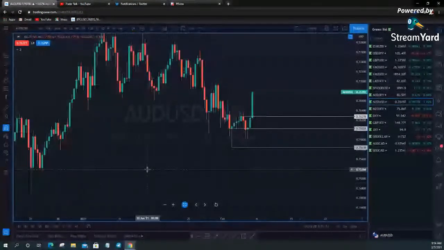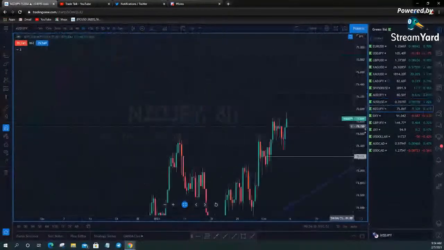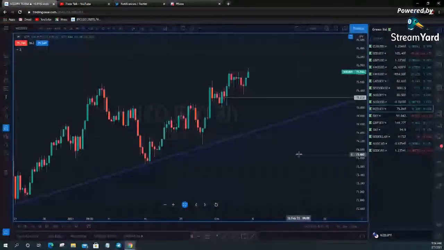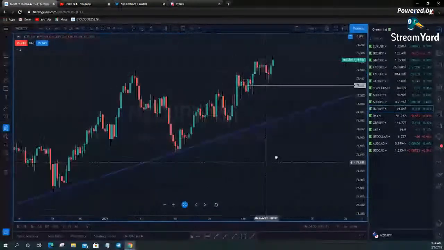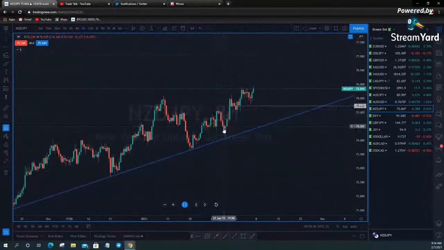Either way. All right. So moving forward, Nzd Yen has been on a tear. This thing is absolutely bullish. Just look for bullish entries. I don't know what else to say. Every time I think it's going to roll over and get short, it does not. And it fools everybody and takes off.